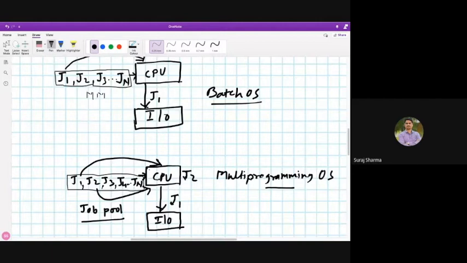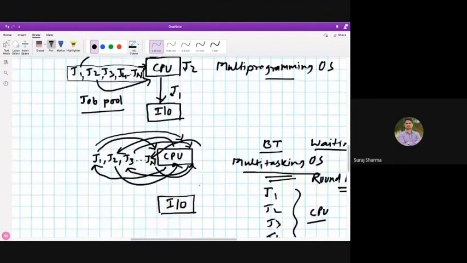Once the CPU is free, the CPU will take the next job from the job pool and execute it. So it is a multi-programming operating system where multiple programs are handled by the operating system. Getting it? Multiple programs can be handled by the operating system, not the CPU. CPU is a resource, IO is a resource, RAM is a resource. Multiple jobs can be handled at once, simultaneously, in the multi-programming operating system, and it is handled by the operating system itself.